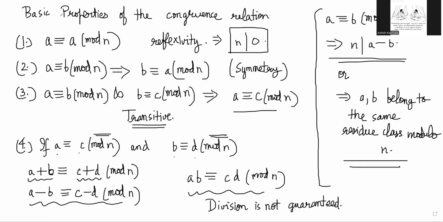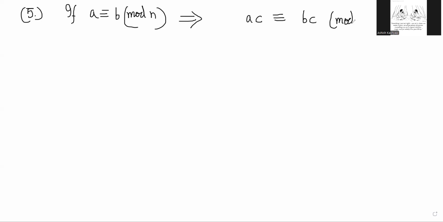Okay. Then the fifth property is if A is congruent to B mod n, then from here we can say that A times C will be congruent to B times C mod n. That is again obvious from the definition. No, I have made a mistake. A times C will be congruent to B times C mod NC. So let's try to prove this one.